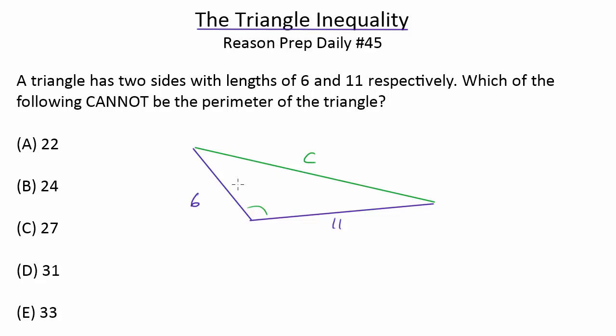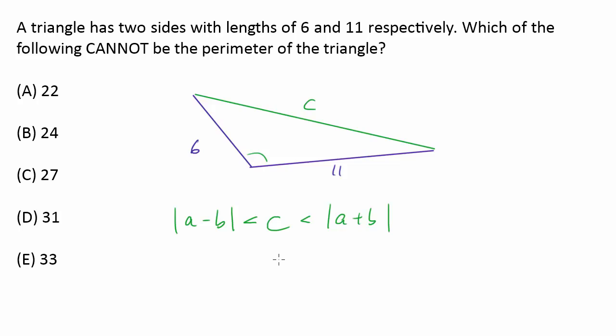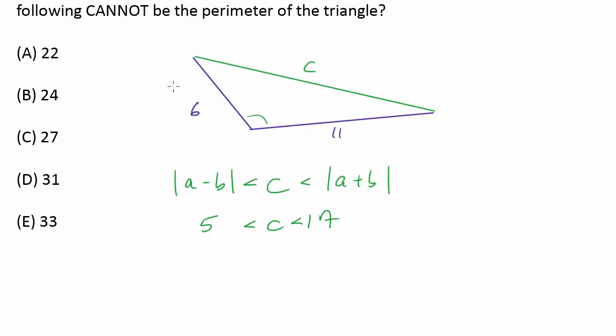But basically what you find out is that this third side C has got to be greater than the difference of the other two sides, but then smaller than the sum of the other two sides. So in this case, our third side has got to be greater than 11 minus 6, so greater than 5. And it's got to be smaller than the sum, so it's got to be smaller than 17. So these are all our possible values for our third side. And if you think about it, I know that 6 plus 11 is 17.